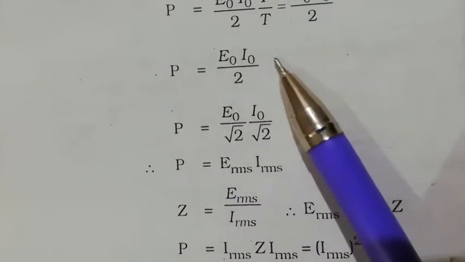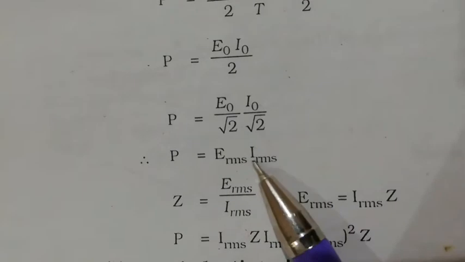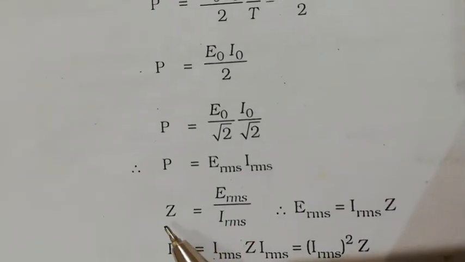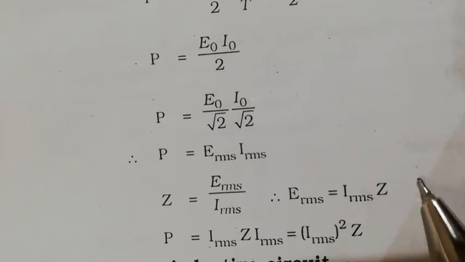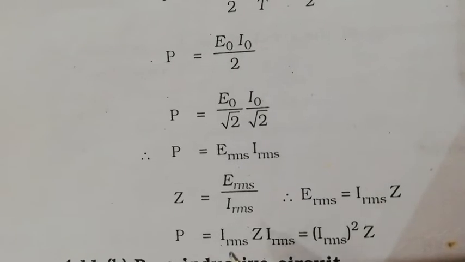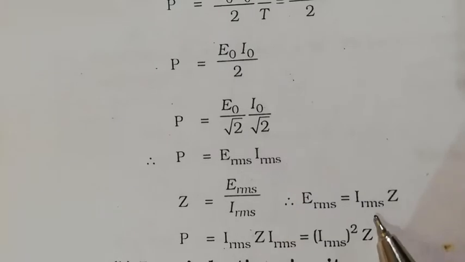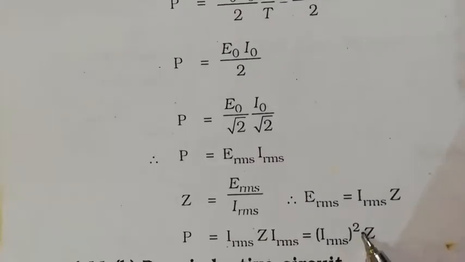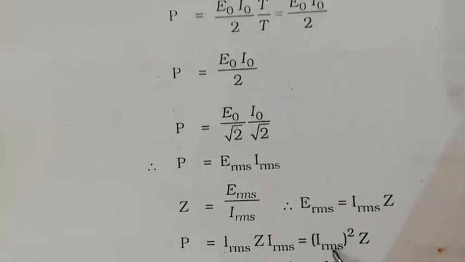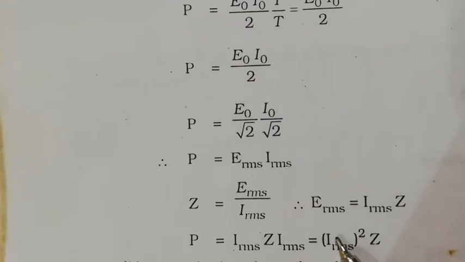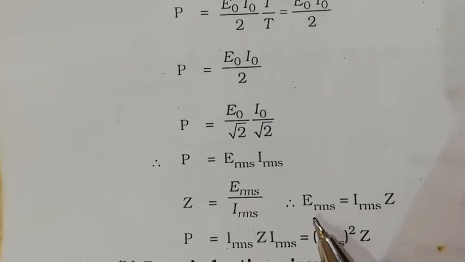So E0 I0 by 2 can be written as E0 by root 2 into I0 by root 2, in terms of ERMS into IRMS. Impedance can be written as ERMS by IRMS, that is ERMS is equal to IRMS into Z. Power is equal to IRMS into Z into IRMS when we substitute for this ERMS. That's equal to IRMS square into Z. Then we get a similar equation as I square R in the general power equation. That's the expression for average power dissipated or developed in the pure resistive circuit.